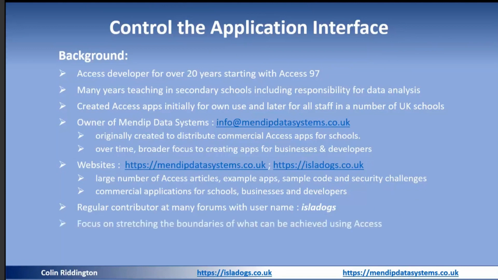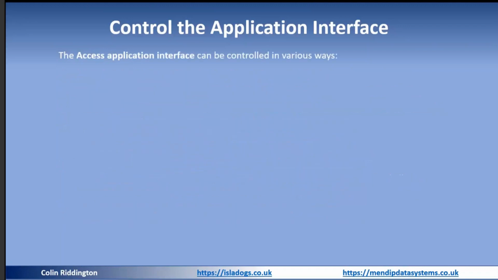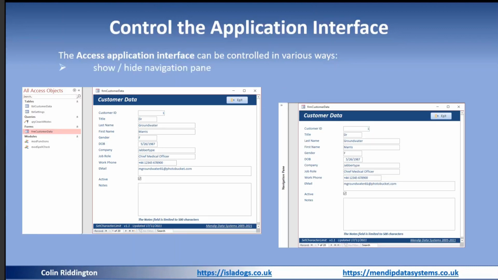In terms of why I use Access, I basically like to challenge what I can do with it, and I try to stretch it as much as I can. Amongst those things, I did a recent presentation on automatic form resizing, and this particular topic fits into the same category of controlling the application interface. There are various ways we can do that. First of all, simple things that many, if not all of you, will know how to do: showing and hiding the navigation pane, either through code or through the interface itself.